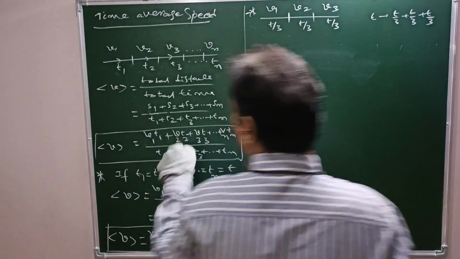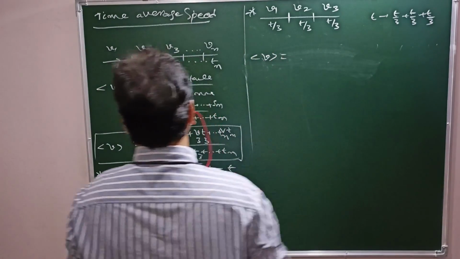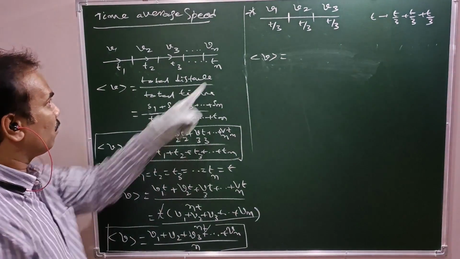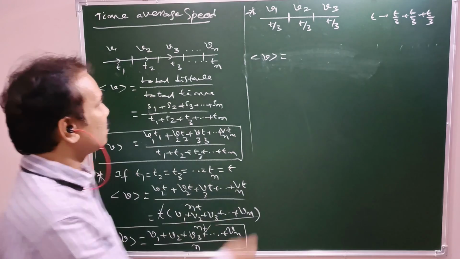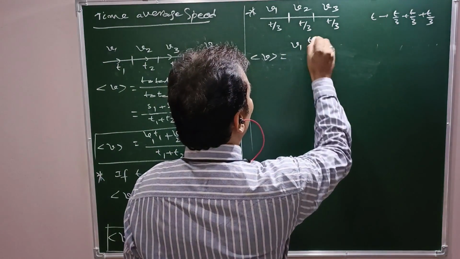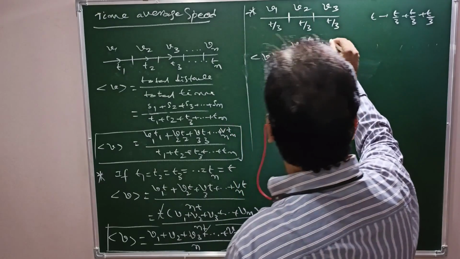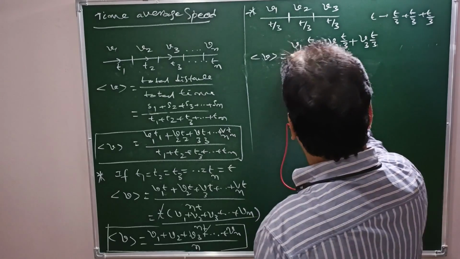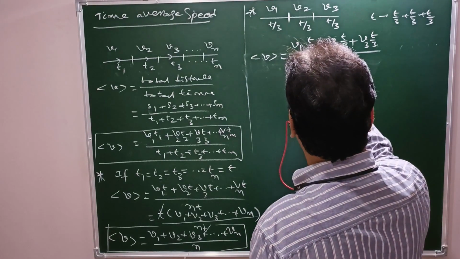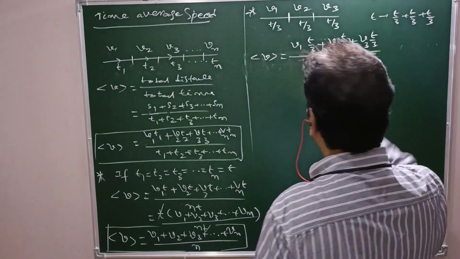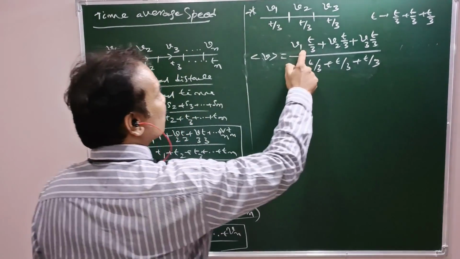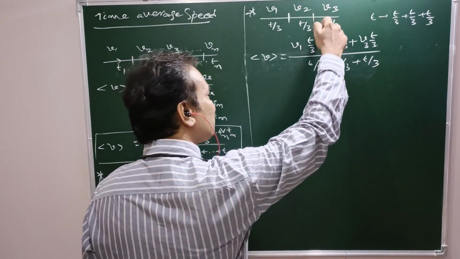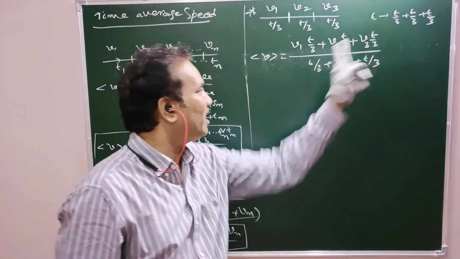Take this formula: average speed equal to V1 into T1, where T1 means T by 3. So V1 into T by 3 plus V2 into T by 3 plus V3 into T by 3, divided by the total time taken, that is T by 3 plus T by 3 plus T by 3. So S1 plus S2 plus S3, where S1 in the sense speed into time, S2 also speed into time, S3 also speed into time. Total distance by total time.